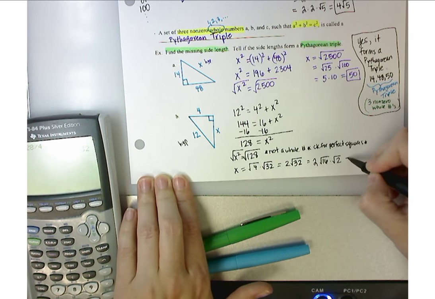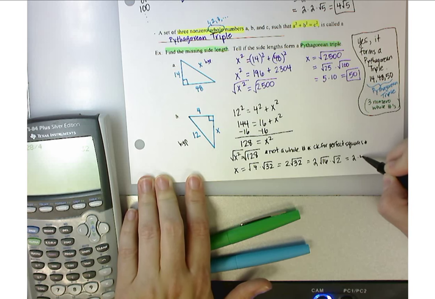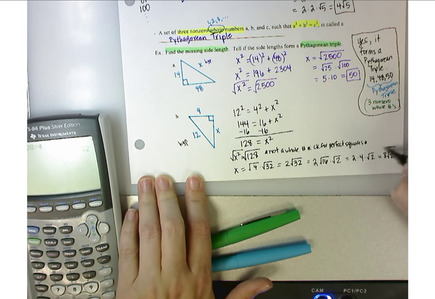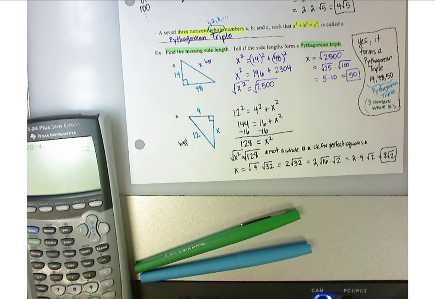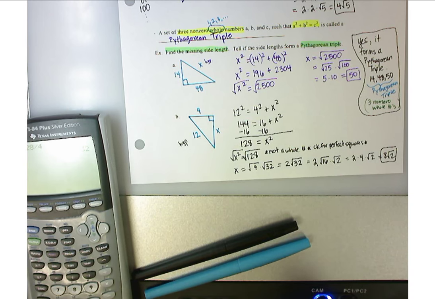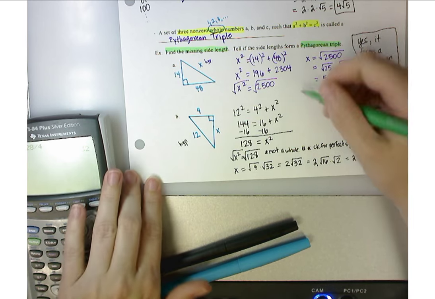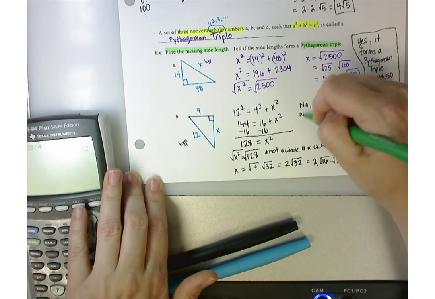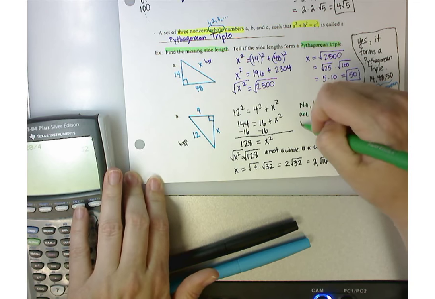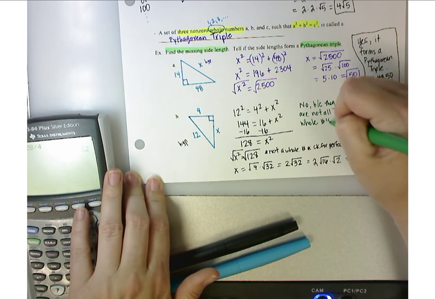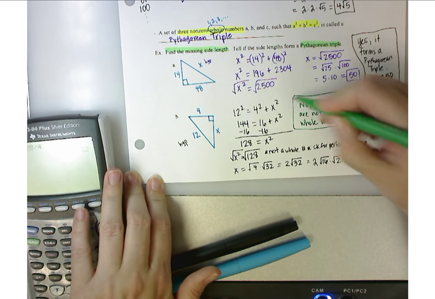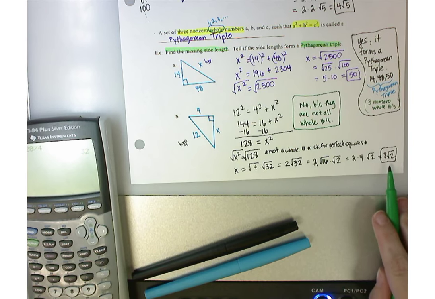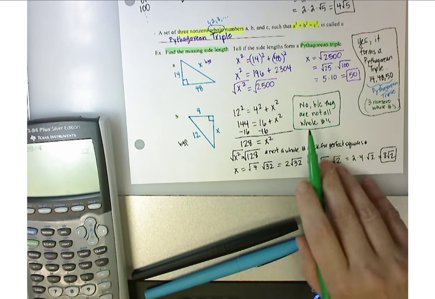So this is 2 times, what's the square root of 16? 4. So 2 times 4 is 8. So this would be 8 root 2. Okay, so for this one, it would be no, because they are not all whole numbers. Now it does say to find the missing side length, so you do have to find the missing side length. Then you either say yes, it forms the Pythagorean triple, or no, it does not.